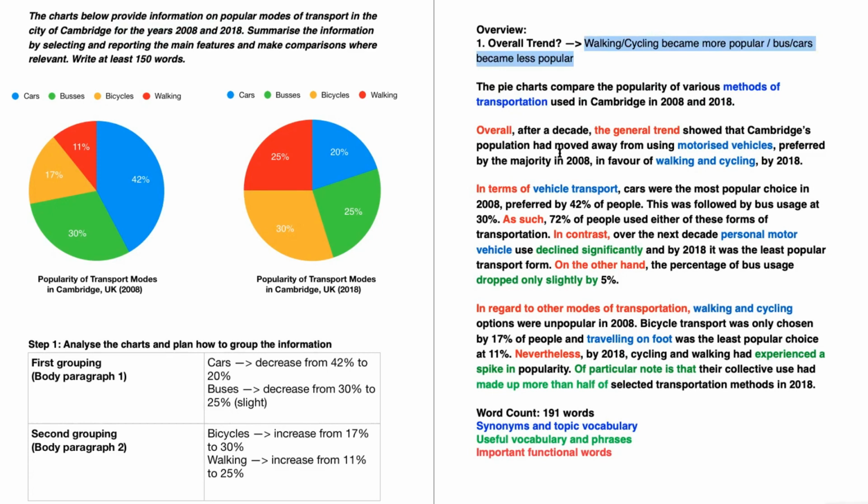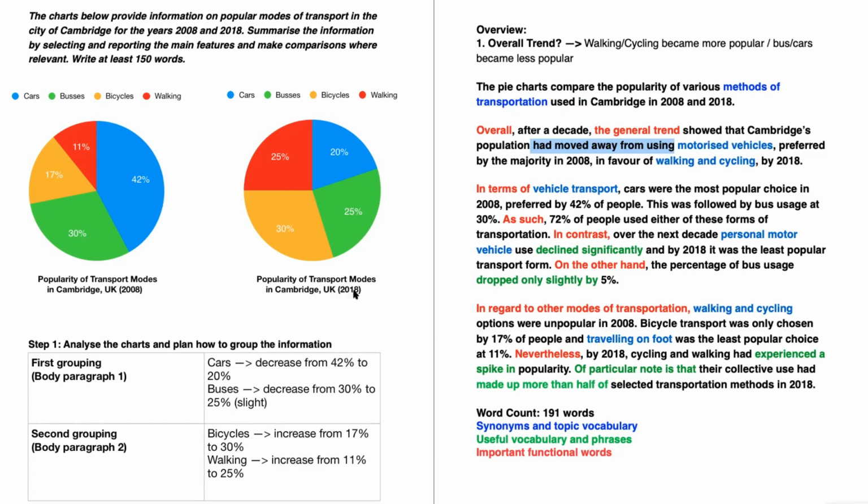In our overview paragraph, I am talking about this information here, how walking and cycling has become more popular. And let's pay attention to the grammar. So it says, overall, after a decade, the general trend showed that Cambridge's population had moved away from using motorized vehicles, preferred by the majority in 2008, in favor of walking and cycling by 2018. So first off, in red, we've got our great functional words for providing an overview, overall, and the general trend. We're not talking about specifics yet, but I have the past perfect here. So had moved away from.